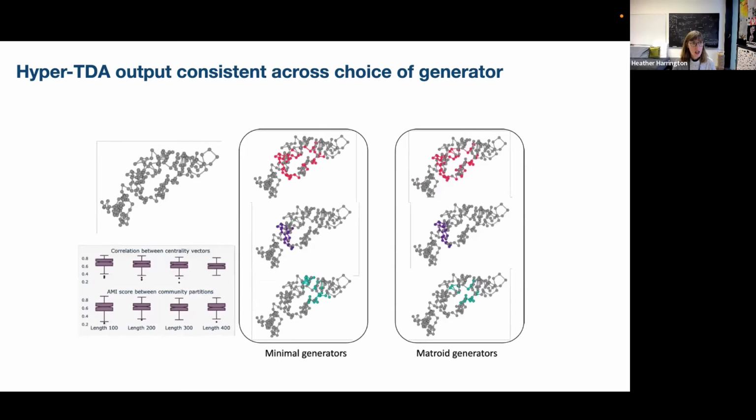Okay. And then, we looked at these curves of different lengths: 100 vertices, 200 vertices, 300 and 400. And we looked at the correlation between minimal generators and matroid generators. We wanted to quantify whether these correlate if we change them, and we find that they correlate pretty well. So even though we computed everything for all the data sets with both, which took a little more time, in our arXiv paper the matroid generators are what we have in the main paper. But you can see they correlate pretty well.